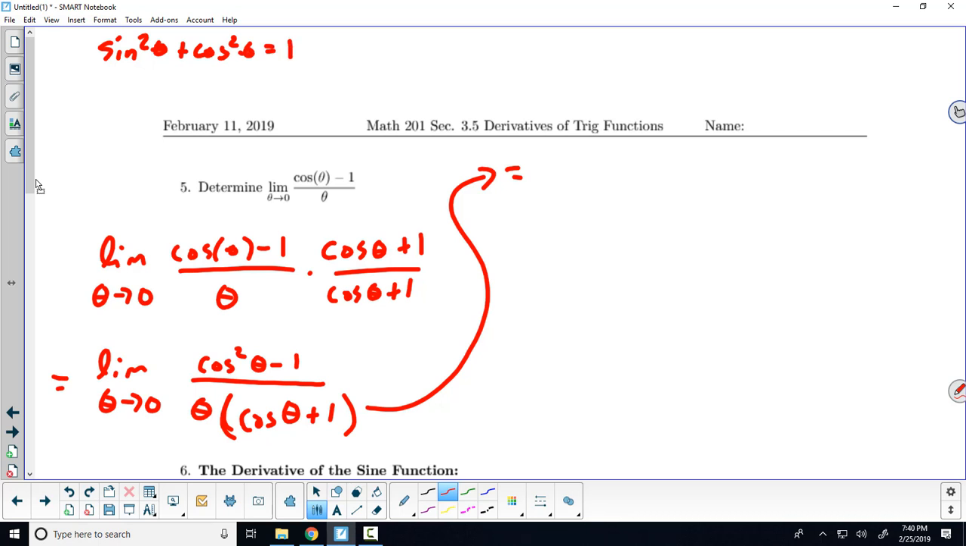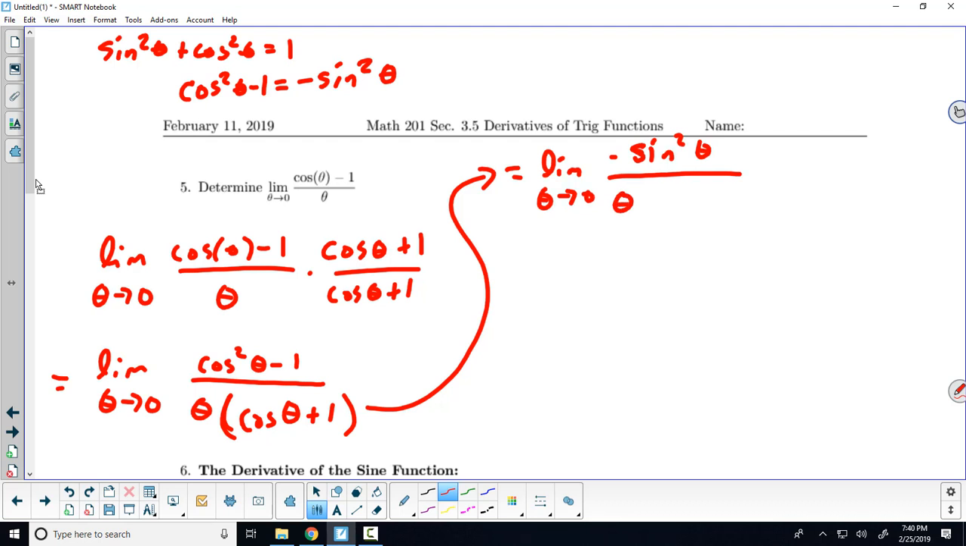I've got a cosine squared theta minus 1. So if I subtract over a 1 onto this side, and take the sine squared over as minus sine squared theta, I think I'm ready to make a substitution. This gives me in the numerator minus sine squared theta over theta times the cosine of theta plus 1.